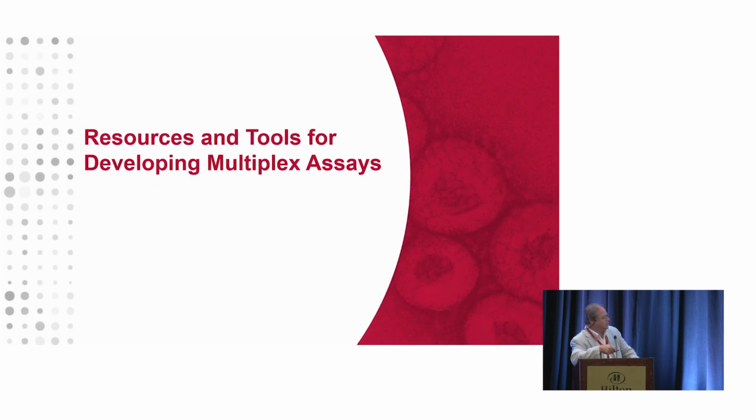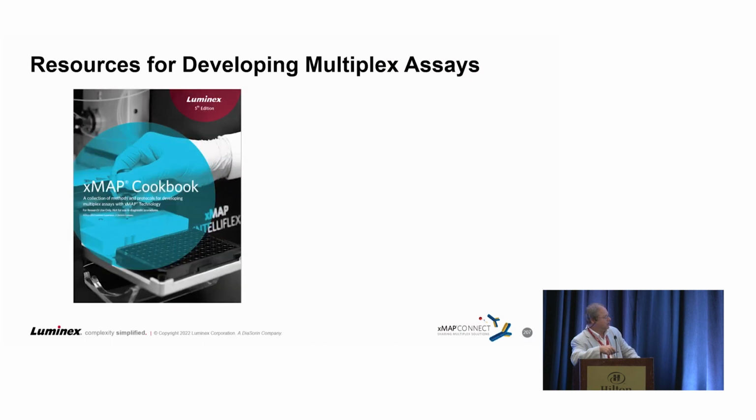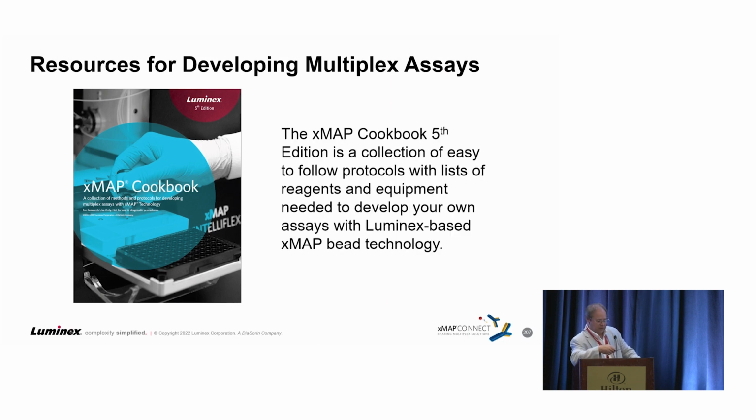Some of the resources and tools for developing assays on the Luminex platform: the best one to start with, if you're not sure what to do, which I think most of you do at this point, is the cookbook. It's a good place to get easy-to-follow initial protocols with all the kinds of reagents you'll need and a list of equipment to develop different types of assays on the xMAP bead technology. But I think most of you have gone through this already, and you may want to contact us for tips and tricks about some of the problems you might be having. If you have anybody that wants to start, tell them to download the cookbook.